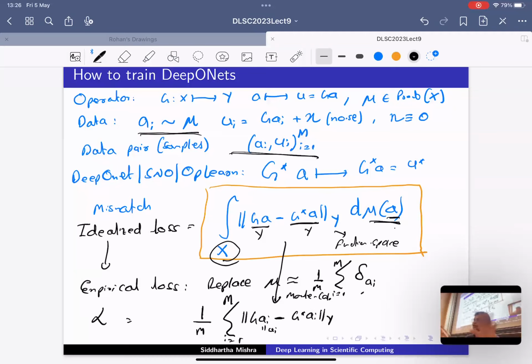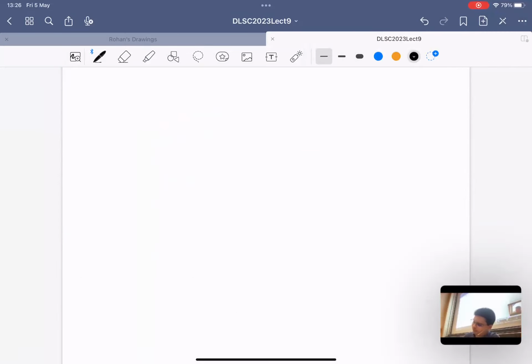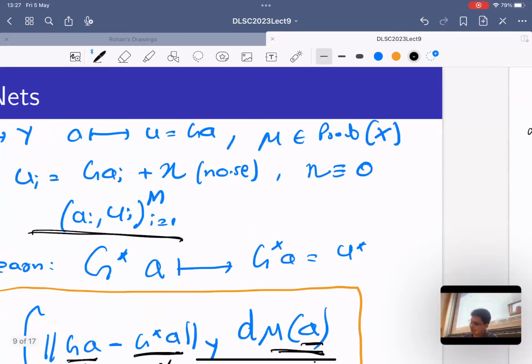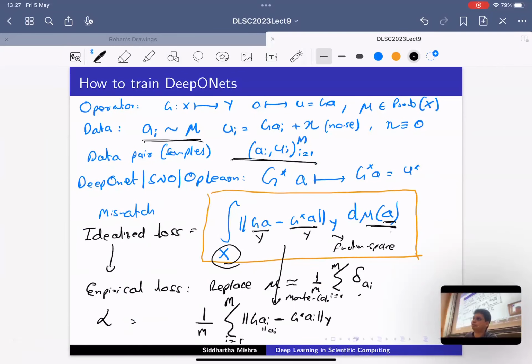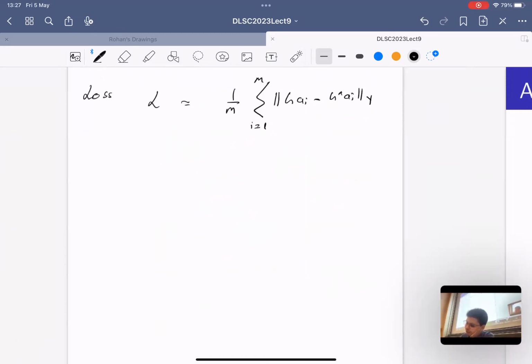So far everything looks abstract, but we are going to make it concrete in a bit. Now I have sort of exhausted my page, so I have to add a new page. Remember that now my loss L is going to be 1 over m, summation i from 1 to m, of the norm in Y of G of ai minus G star of ai. So this is what we arrived at. We replace this integral with the Monte Carlo approximation, but in function space. We can always do that. Good. Now this is what we have, but we are going to approximate this.